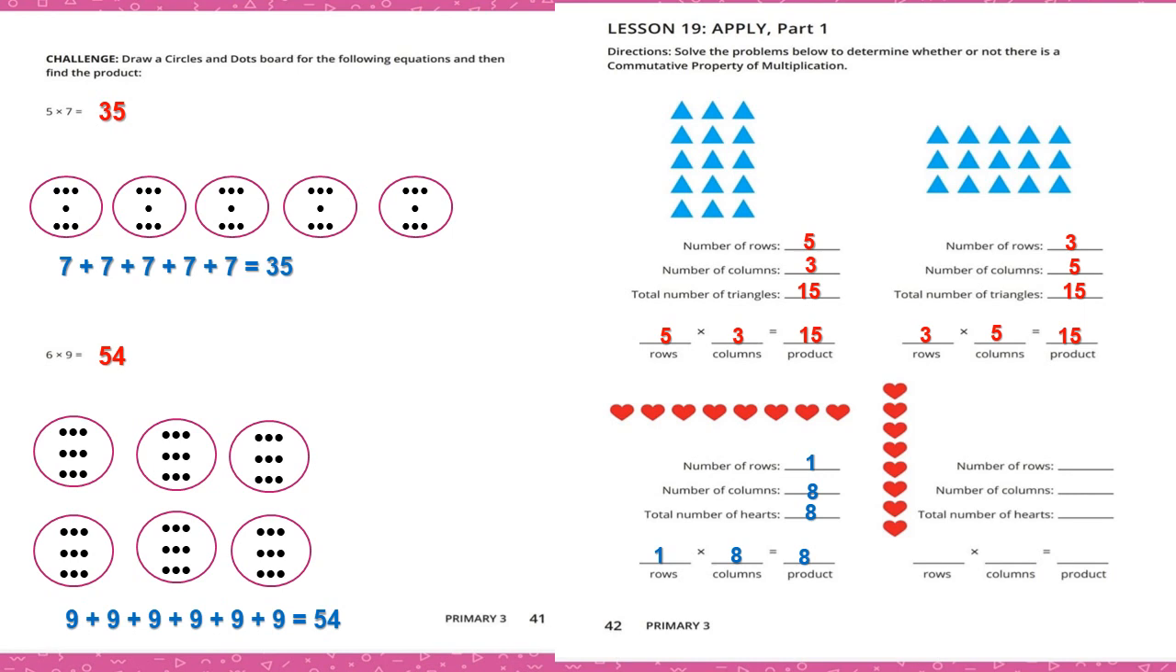Number of rows here, we have here 8 rows. Number of columns 1 column. Then we write 8 times 1 equals 8. Then the total number of hearts equals 8. We have here also commutative property.